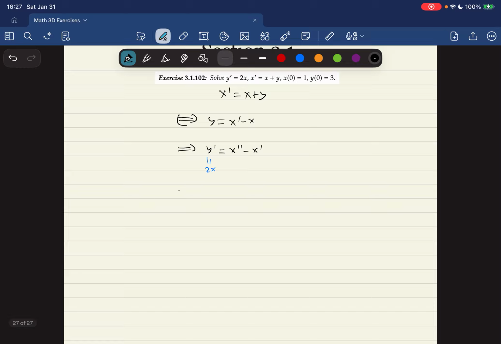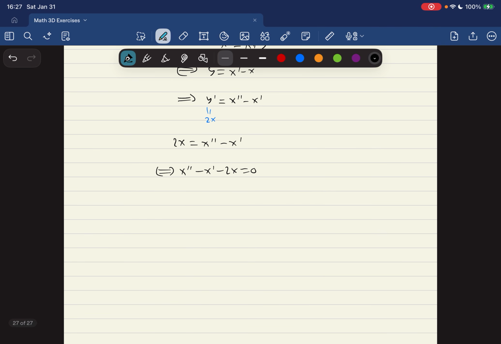So this gives us the equation 2x equals x double prime minus x prime, which rearranges to be x double prime minus x prime minus 2x is equal to 0. And this is a second order linear ODE. Not too difficult to solve. Its characteristic equation will be r squared minus r minus 2 equals 0. And this factors as r plus 1 times r minus 2.